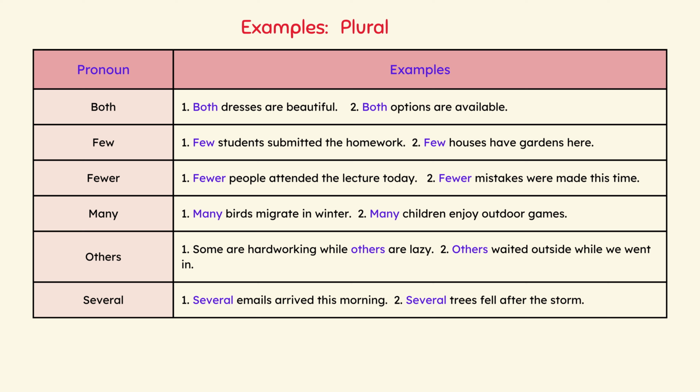Others. Some are hardworking while others are lazy. Others waited outside while we went in. Others refers to the remaining people or things in a group, plural in meaning.